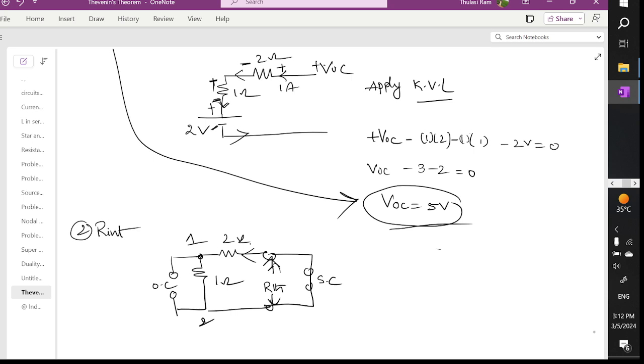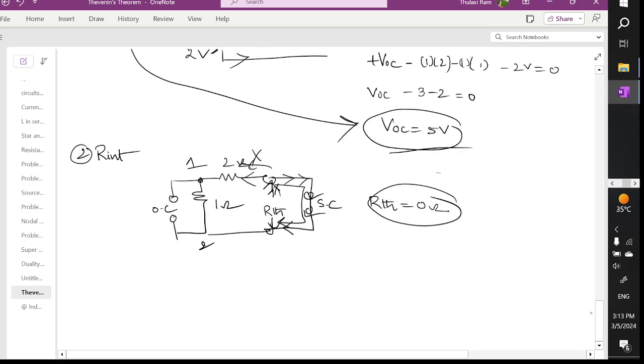Why? Because the current always chooses to flow in the low resistive path. The current will start, and current will not flow in this branch, and current will flow only in this branch. You can directly say that Thevenin's resistance is equal to 0 ohm. Current always flows in the zero resistor.